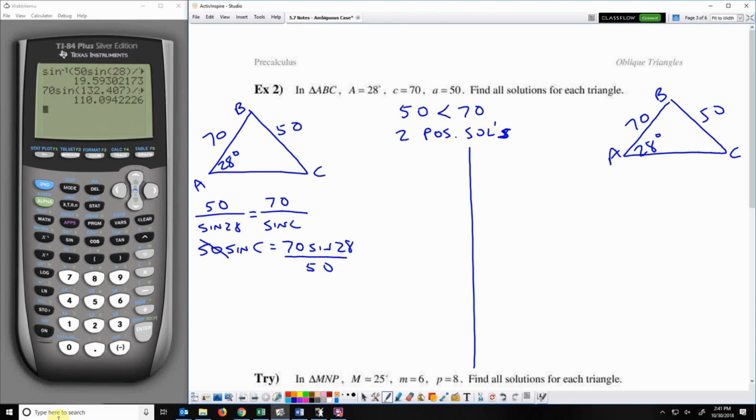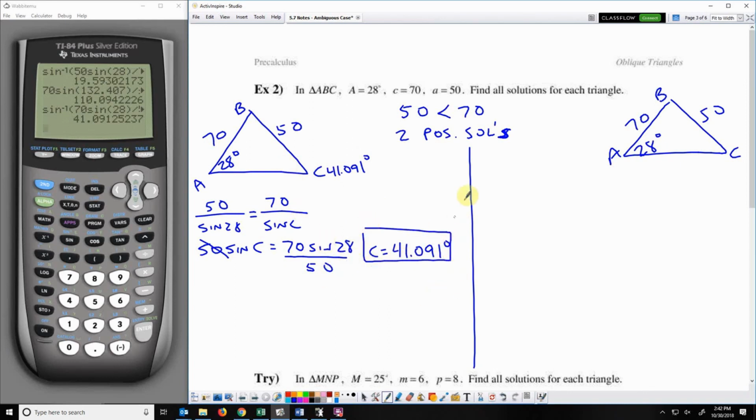So now in order to solve, I just need to do arc sine of this. So second sine, 70 times sine 28, divided by 50. Okay, 41.091. So C is 41.091 degrees. Okay, so that's my first piece of information.